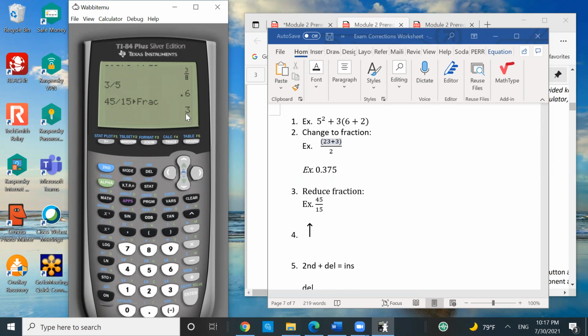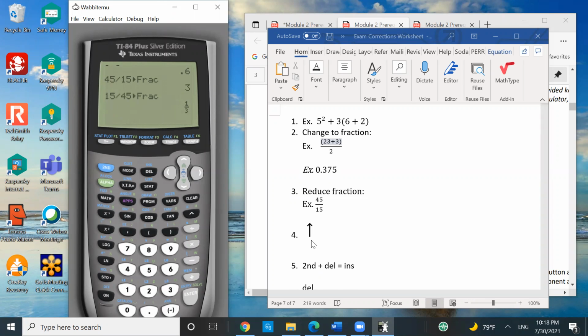to a number. Or maybe let's make a not very hard one, just 15 over 45, because I want to see a fraction reduced. So 15 over 45, hit math, first one, fraction. So enter, it provides us 1/3. So it reduces this fraction into a reduced form.